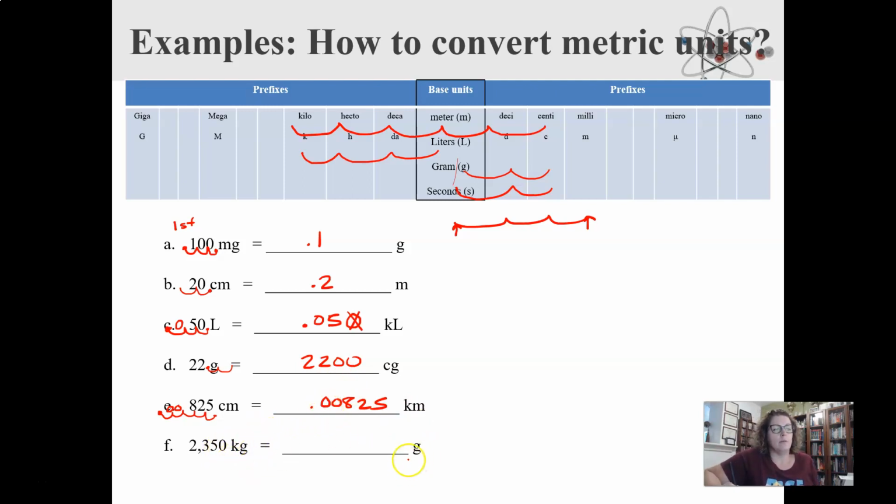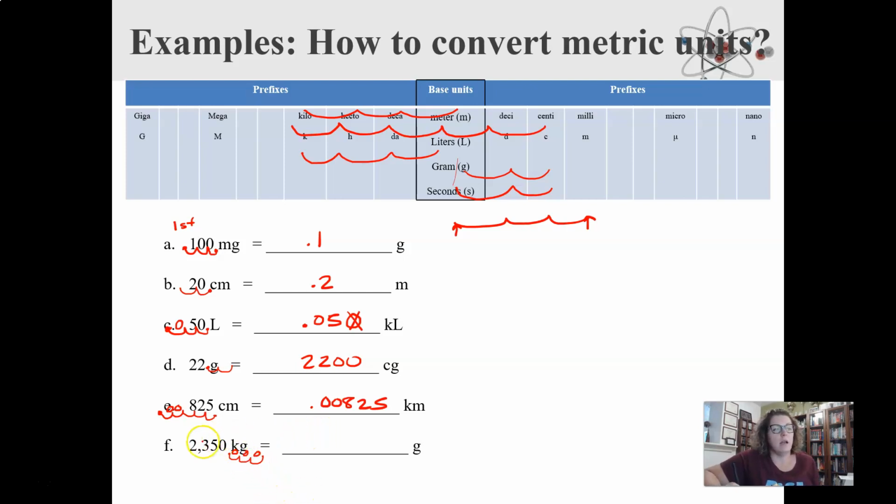And kilograms going to grams. So I've got my kilo right here, and I'm going to go to grams. It's right here in the box. So 1, 2, 3. So 3 places to the right. I don't have a decimal, it started at the end. So I need to go 1, 2, 3. And I'm just going to fill these in with zeros.